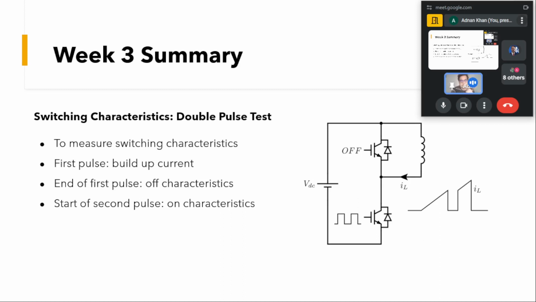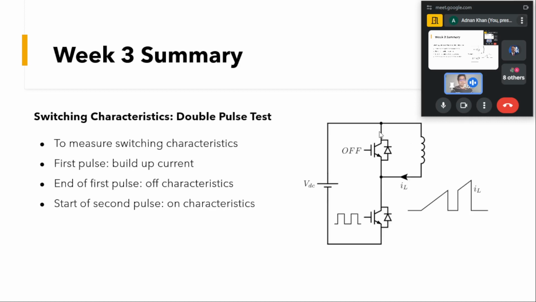At the end of this first pulse, when we turn off, we get the turn-off characteristics of this device. As soon as we give the second pulse, at the start of that pulse we get the turn-on characteristics of this device. In this manner we are able to characterize the device for turn-on and turn-off, and we can calculate the losses and other things.